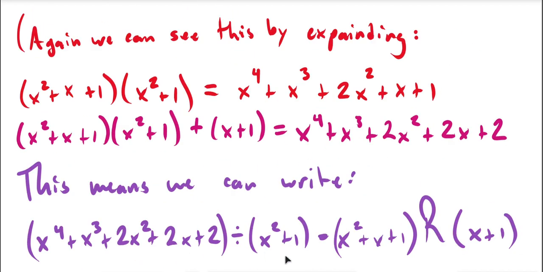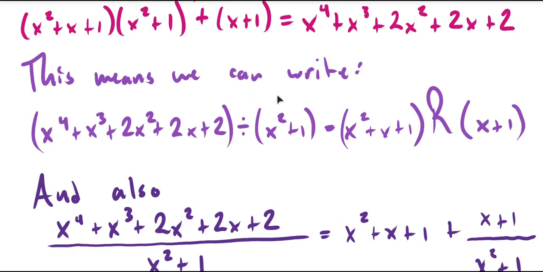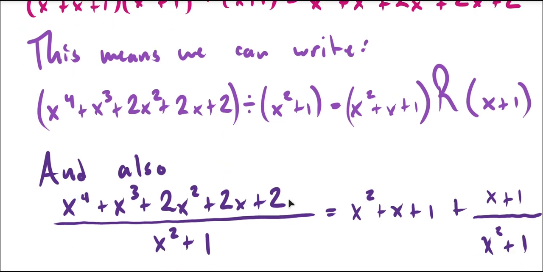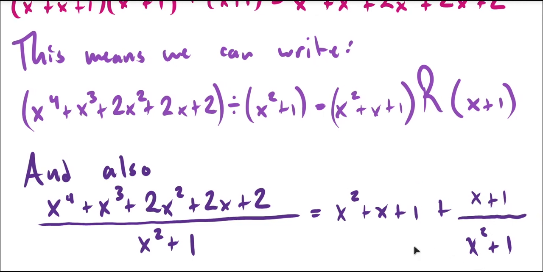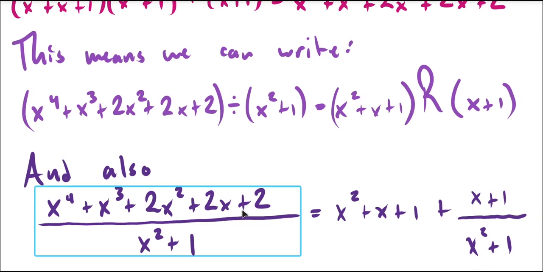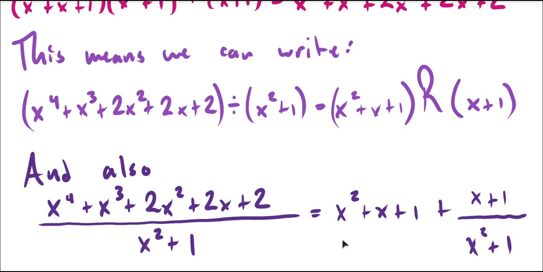That means that you could write this polynomial divided by x squared plus 1 as x squared plus x plus 1 with a remainder of x plus 1. In this final form, we can look at what it looks like to divide the dividend by this divisor. You get this quotient plus the remainder over the divisor. This is a very common way to write the answer in these kinds of polynomial division problems.